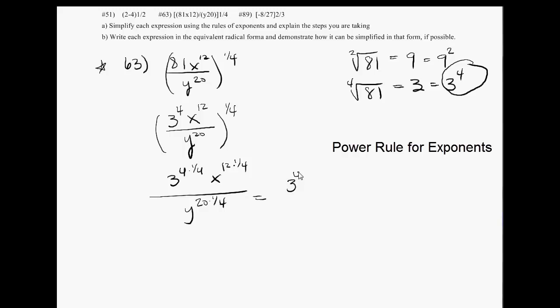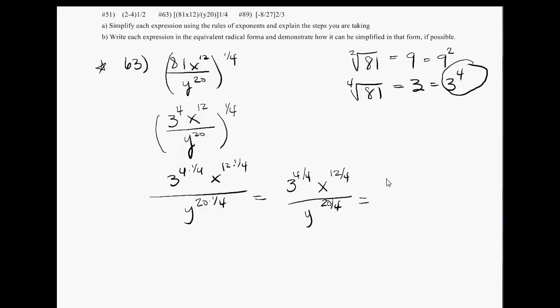Right? And I hope you see where this is going. And then x is 12 times 1 over 4. Right? So it's 12 over 4. We'll simplify these in just a minute. I'm just trying to go through every single step. 20 times 1/4, right? So that's 20 over 4. Remember your multiplication for fractions, okay? Multiply across the top and then across the bottom.